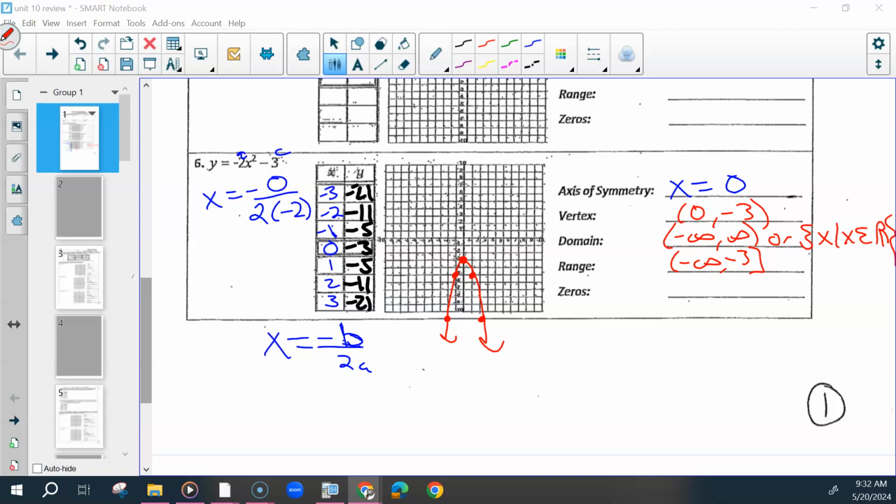In interval notation, that's going to be a square bracket because it's included. In set notation, that's everything less than or equal to negative 3. So again, either or. The zeros or x-intercepts, does this have any? No, it does not cross the x-axis at all. So you would put NA or none, don't put 0.